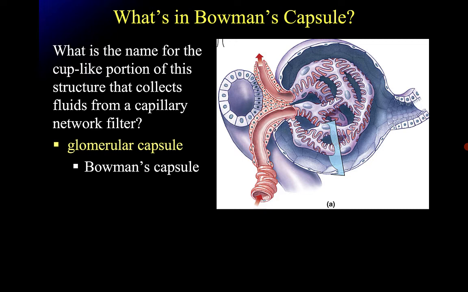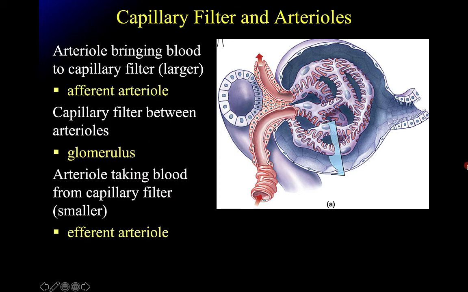But if we ask ourselves what is in the glomerular capsule, the answer is the glomerulus. That's the name for the capillary network, which is underneath this visceral layer of the glomerular capsule. So we want to think about how urine is formed as we go through this, and this is going to involve two arterioles and the glomerulus in the middle of this.